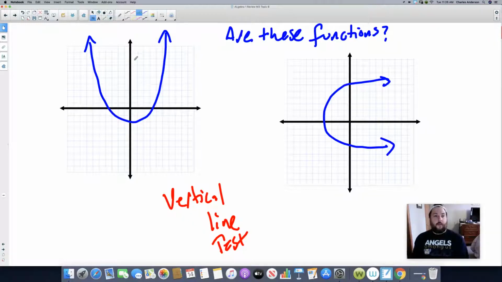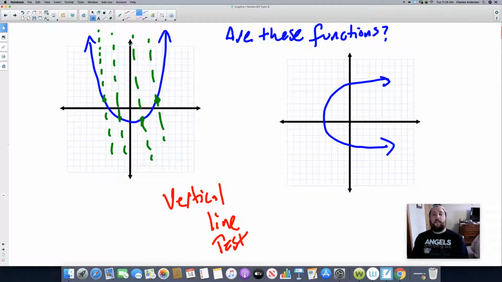If you draw vertical lines through the graph, the vertical lines can only intersect at one point, right? Because that means that there's only one output for every input. So because this parabola, every vertical line you would draw would cross at one point, this is a function. So this is yes.